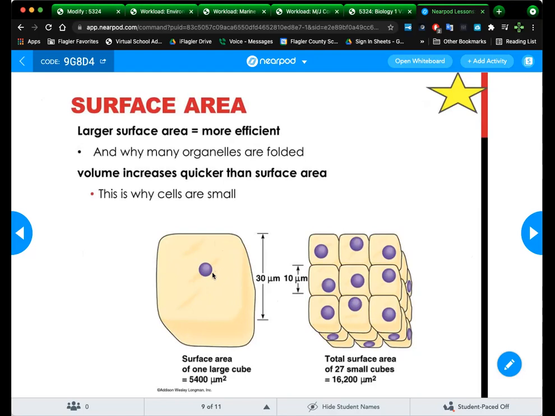So just think of it this way, as far as your EOC goes, the larger the surface area, the more efficient a cell is, not just a cell, but different organelles, which is the reason why some organelles have a folded structure that you'll see when we get into the different types of cells.